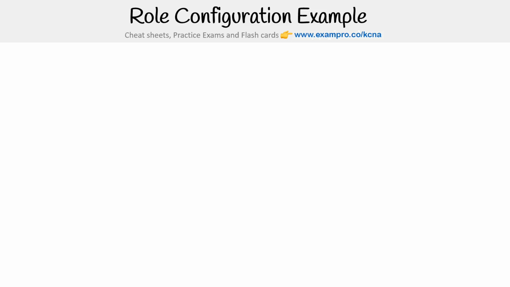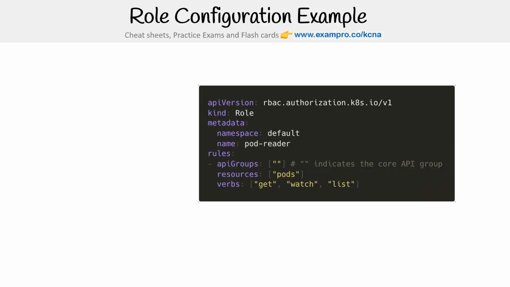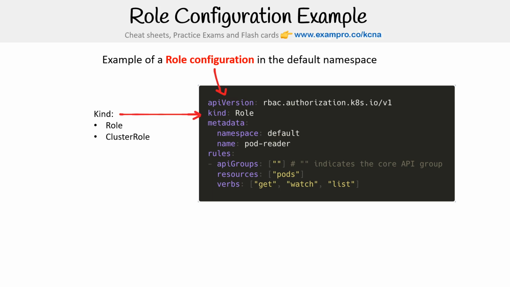All right, let's take a look at the role configuration example. And so, I mean, there is the role and cluster role, but they're very similar. But the key thing is that the role sets a namespace. So here it says namespace default, where with a cluster role, you're not worried about namespaces. So here you can change the kind to role or cluster role.